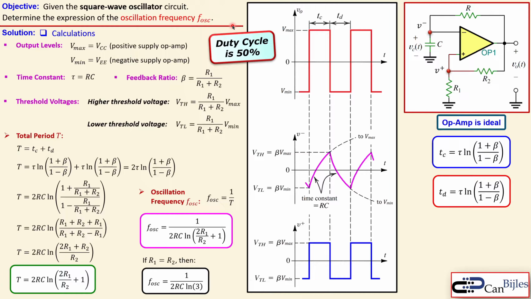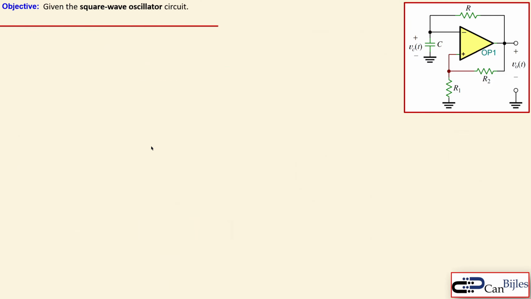Okay, now in this case, it is an important note that the duty cycle is always 50% for this circuit. It doesn't matter what you do with these resistors and capacitors, the duty cycle will stay at 50%.